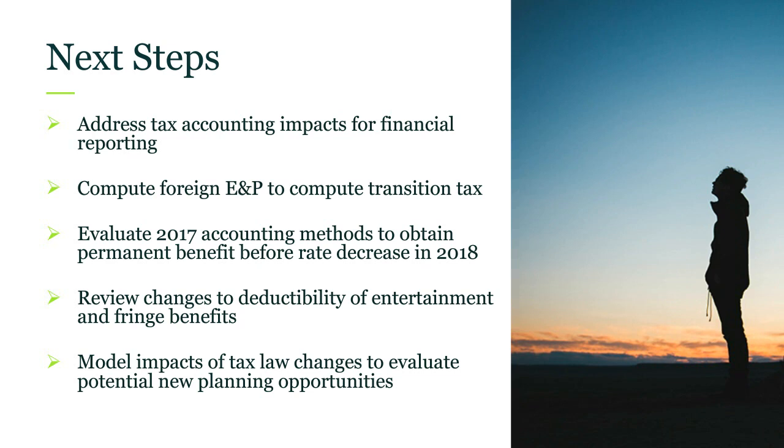First, obviously, companies will need to determine how the new rules impact their financial reporting and their 2017 provisions. And companies that will be subject to the repatriation provision will need to quickly compute that foreign E&P if they haven't already done so. Companies should not miss the opportunity to create permanent tax savings by revisiting their accounting methods and making an accounting method change to either accelerate deductions or defer income on the 2017 return. They need to do that before the 21% corporate rate takes effect, or if they're eligible for that pass-through deduction that Gunnar just talked through.